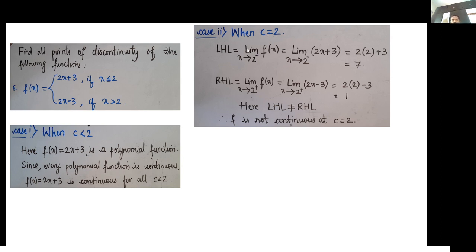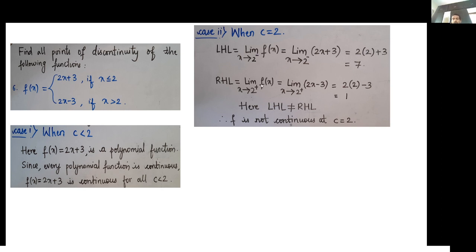Second case, when c is equal to 2, you need to go for LHL and RHL. LHL is limit of f of x as x tends to 2 minus. Limit of f of x as x tends to 2 minus means less than 2 branch. Less than 2 branch is the first branch, 2x plus 3. So here the function value f of x will be 2x plus 3. When we calculate this limit you get 2 into 2 plus 3. 2 2s are 4 plus 3, that will be 7.